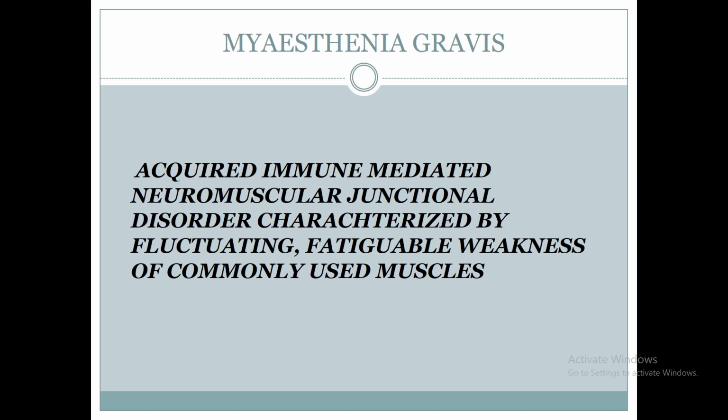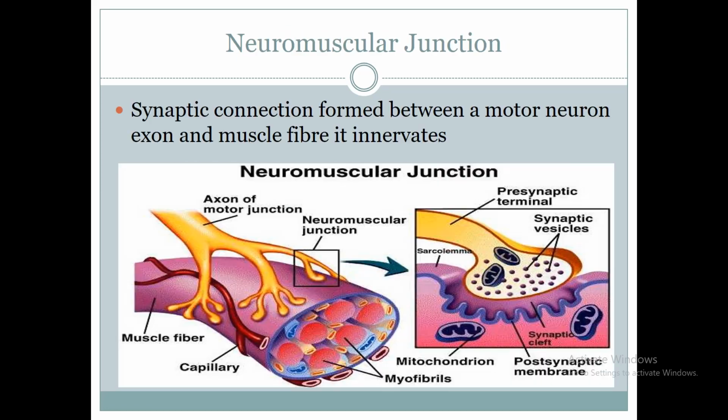Skeletal muscles, like muscles used automatically, such as muscles of eye movements, eyelids, bulbar muscles, and other skeletal muscles. What is the neuromuscular junction? Basically, it is formed between a motor neuron axon and the muscle fiber that it innervates.